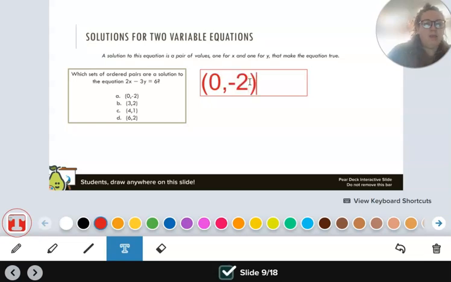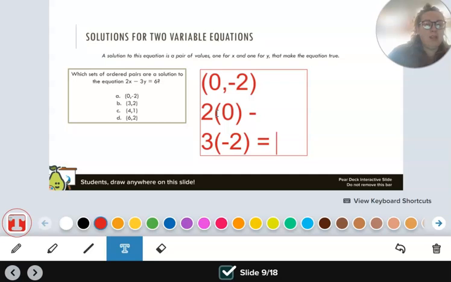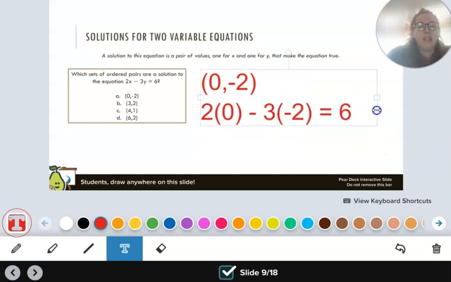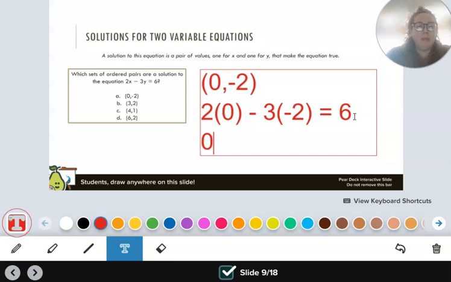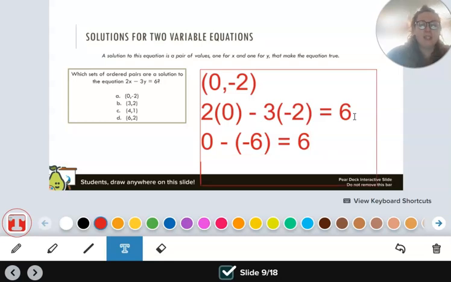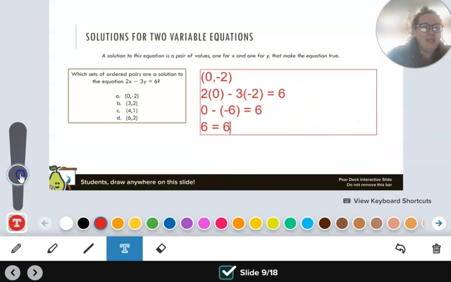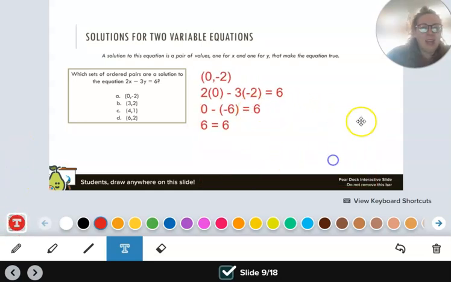0 comma negative 2. And 0 is our x, negative 2 is our y. So when we plug it in to our lovely equation 2x minus 3 times y, which is negative 2, equals 6. And we want to know if this gets us a true statement. Well, 2 times 0 is 0, minus a negative 6, and minus a negative, that actually becomes 0 plus 6, which is 6. This is actually a true statement right here for A.